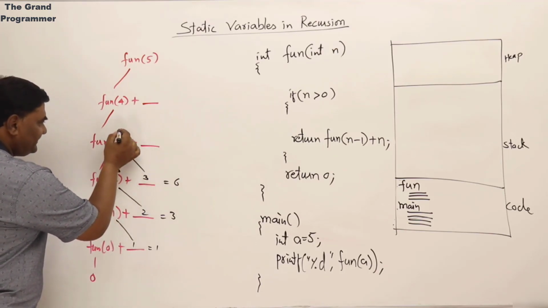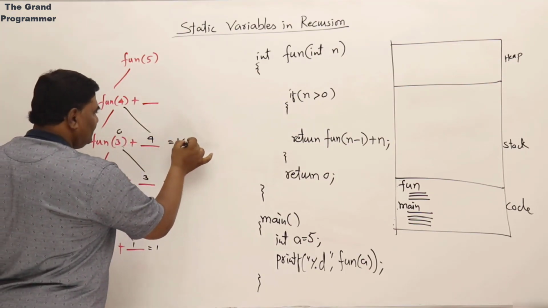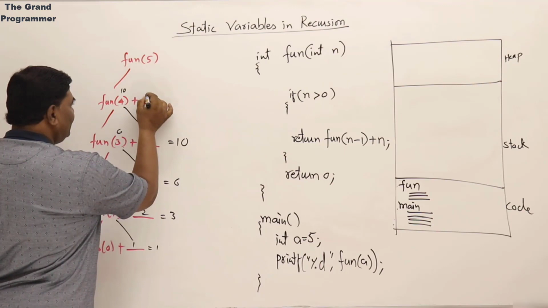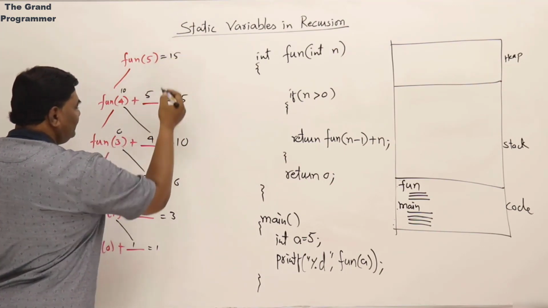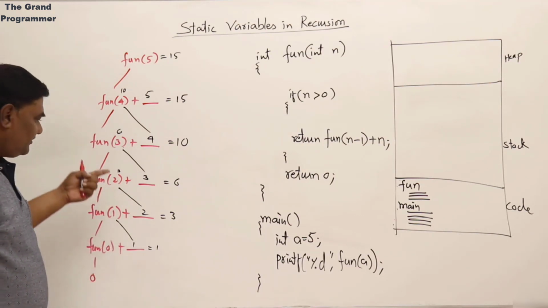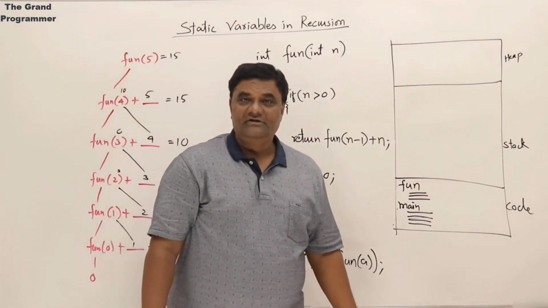So the result of this one is 6 plus 4, this will be 10. The result of this one is 10 and 5, so this will be 15. So the result of this is 15. So this is the tracing of a function when it is called upon value 5.